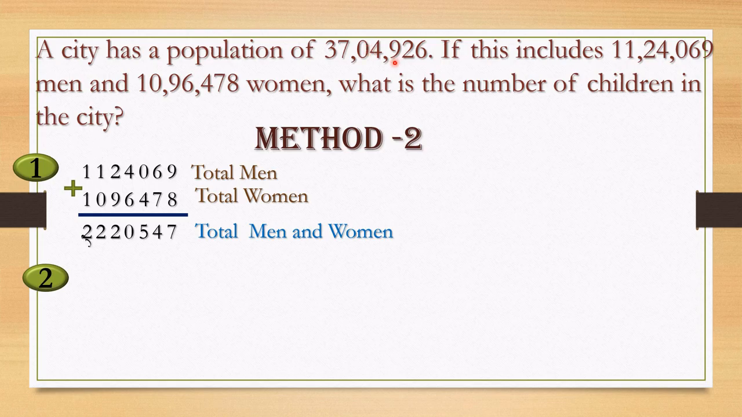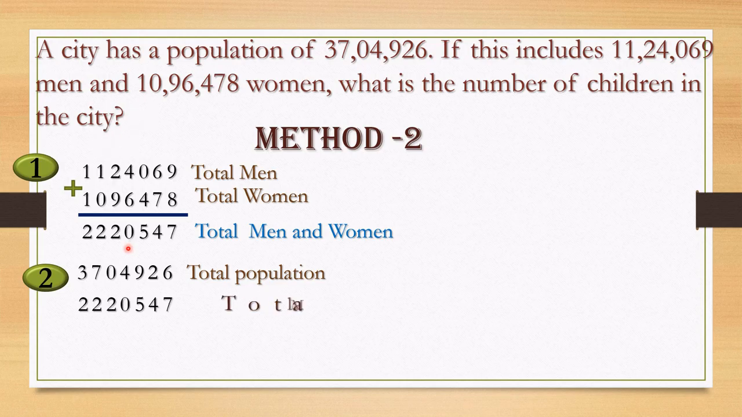Okay, this is over. Now what we will do? We will take this total population in step 2. Okay, we will write the total population minus whatever we got, that is 22,20,547, that is total men and women of that city. We will subtract this from the total population. So what we will get? We will get the number of children in that city.